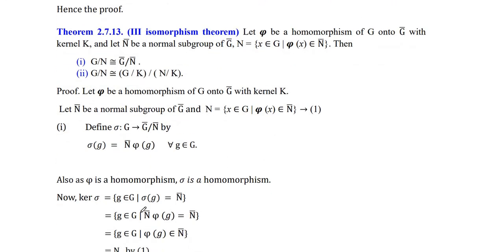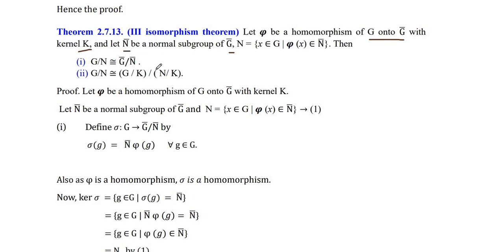Now coming to the third isomorphism theorem, we are given that phi is a homomorphism of G onto G bar with kernel K. And we are given N bar to be a normal subgroup of G bar. In one of the lemmas, we have shown that whenever N bar is normal in G bar and phi is an onto homomorphism from G to G bar, then the N corresponding to this N bar, defined in this way, will be a normal subgroup in G. So G mod N will exist as a group, and because N bar is normal in G bar, G bar mod N bar will also exist as a group.